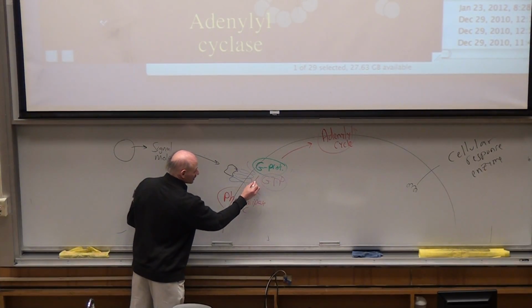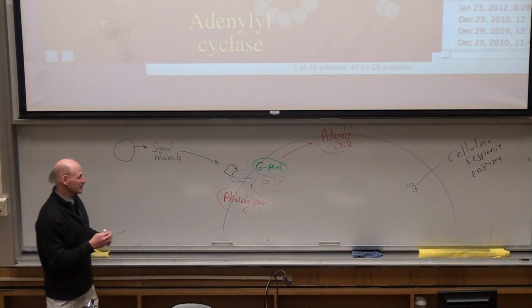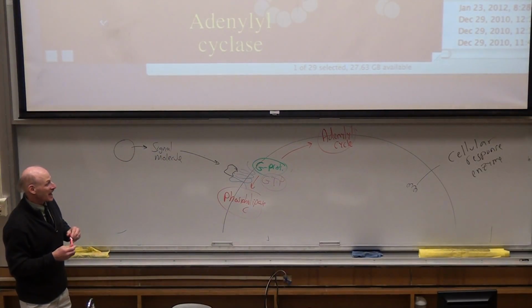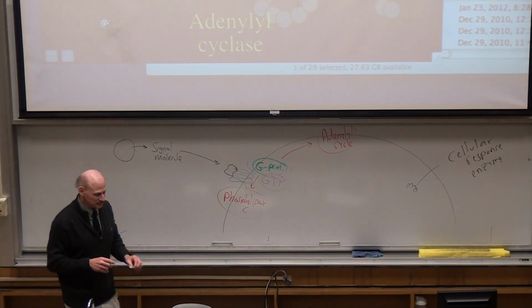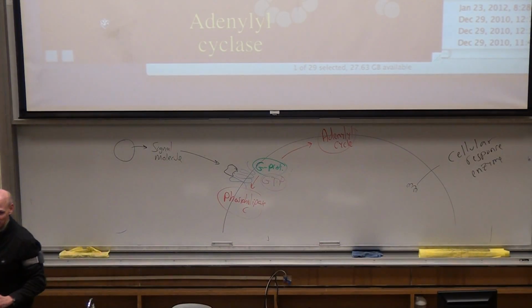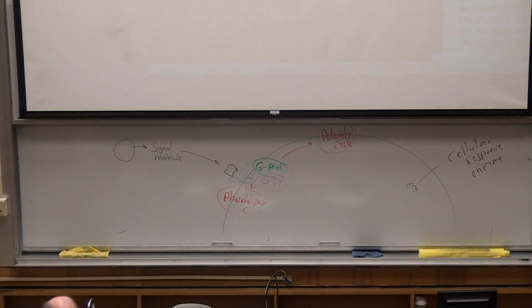And anyway, in some cells, that is relay protein number 2. That's the relay protein that the activated G protein goes to and activates. So let's recap those two very briefly, and then we'll take it from there.